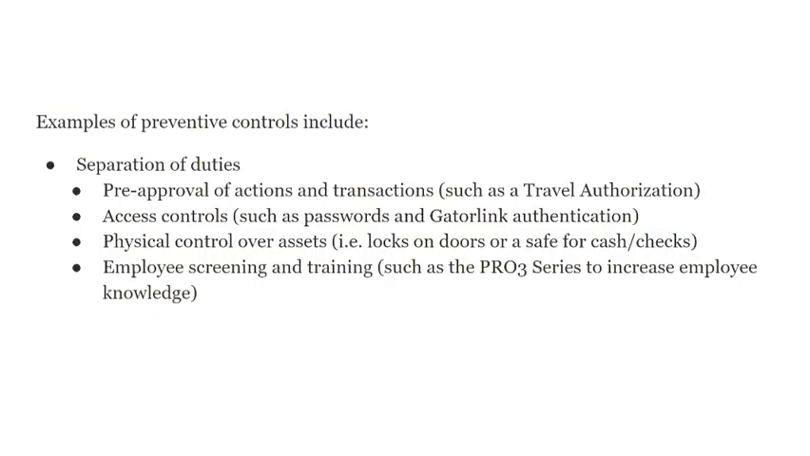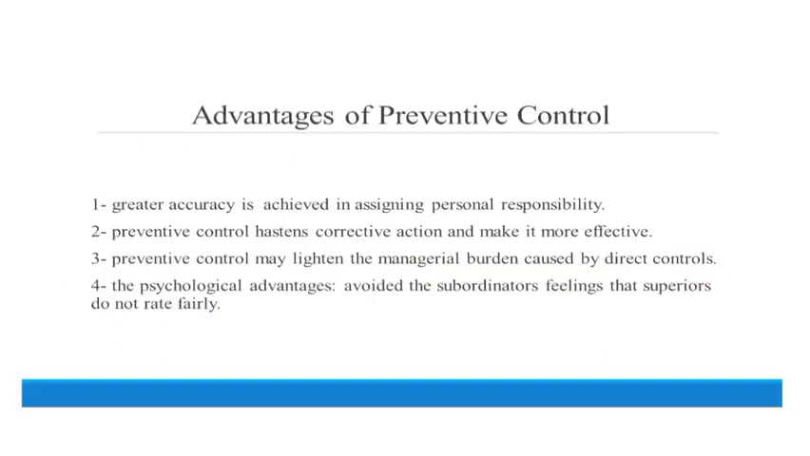Examples of preventive controls include separation of duties, pre-approval of actions and transactions such as authorization, access controls such as passwords and two-factor authentication, physical control over assets, that is locks on doors or a safe for cash or checks. Employee screening and training to increase employee knowledge.